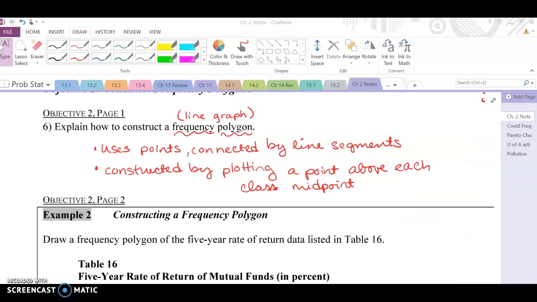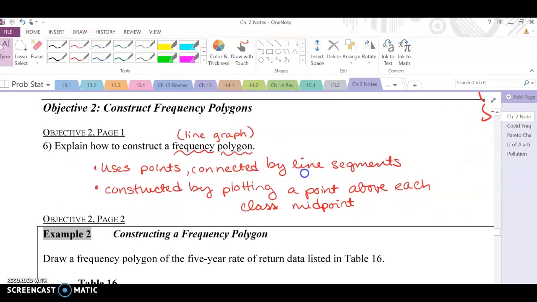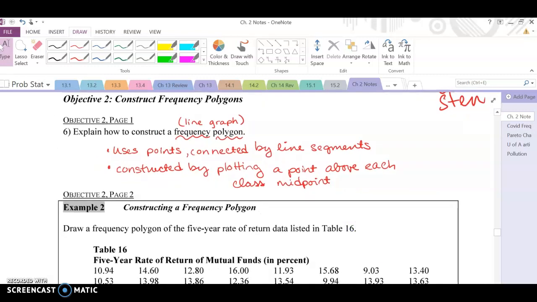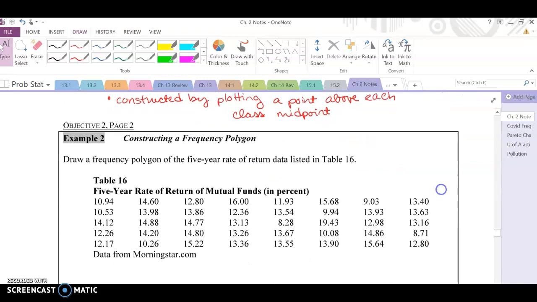Okay, the next type of graph that we're going to be looking at is called a frequency polygon, and it's kind of like a line graph. It basically is a line graph, but it has to do with how frequent something happens, hence the name frequency polygon. The points that make up the line graph are connected by line segments, and they're basically the midpoints of each class.